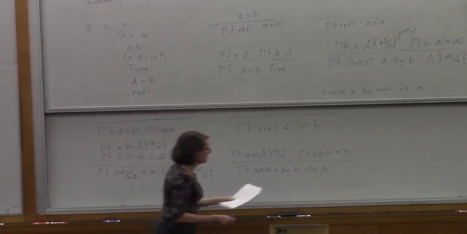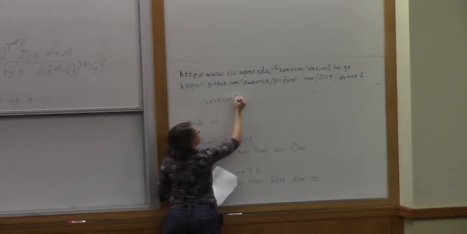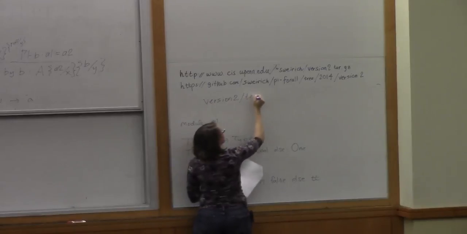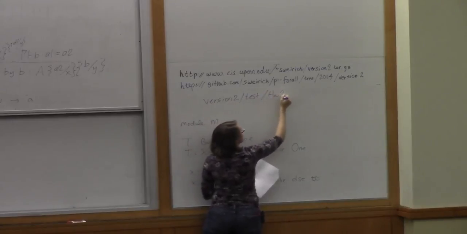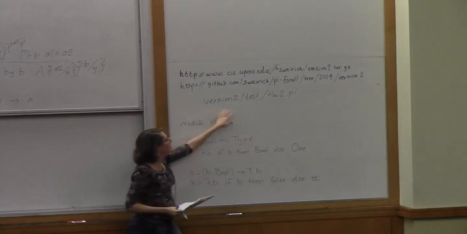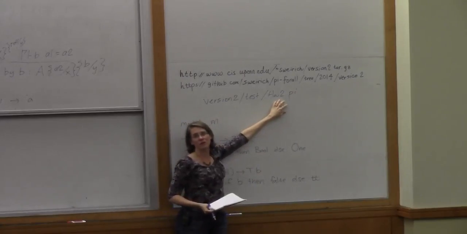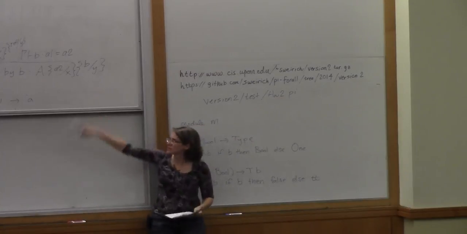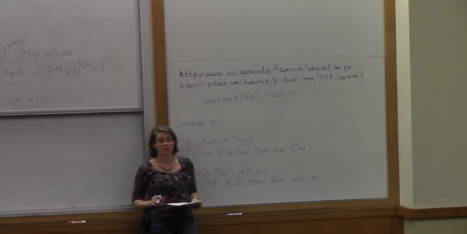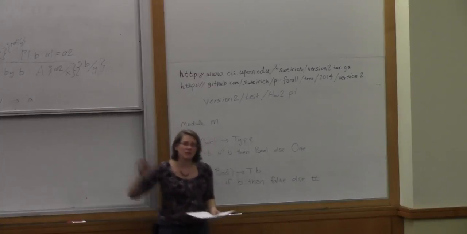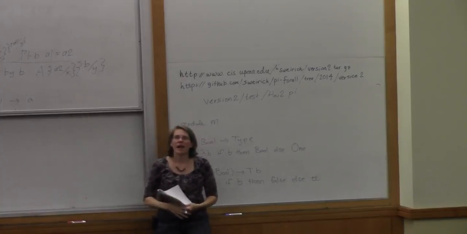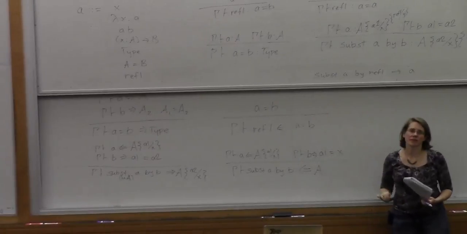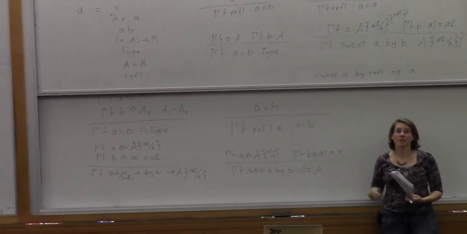If you look in the file, it's version 2, test, homework 2.py. It has some trust me's in it, and you could try to take a look and see if you can fill in those trust me's using these structures that we've just been talking about and how they're implemented. You can also take a look at the type check file in version 2 to see how these rules that we've been writing on the whiteboard translate to the actual code, how we've implemented them.